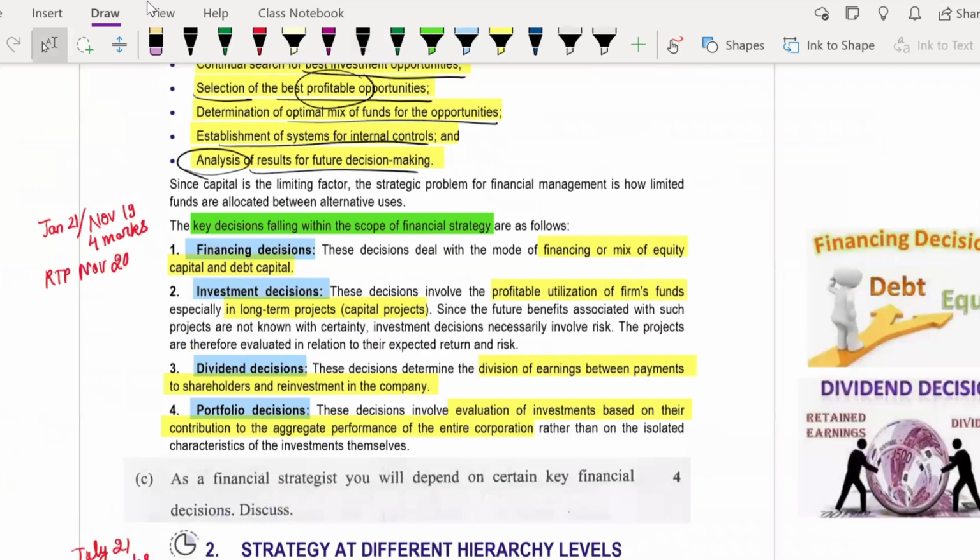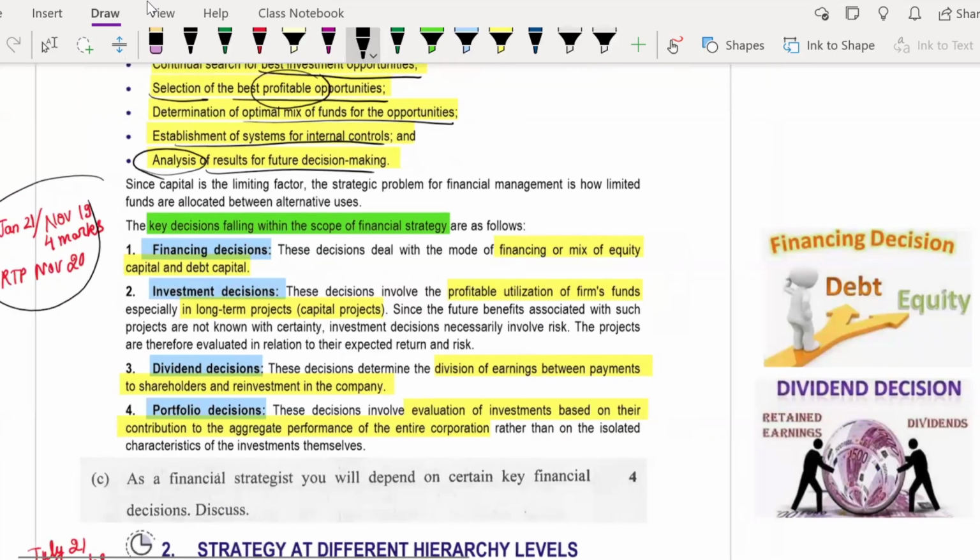This is one of the most important questions, something you have already learned in your intermediate itself, but this has been asked in your January 21 attempt for 4 marks, in your November 19 attempt for 4 marks, and even in your RTP of November 20. Okay, very simple question, but it has a good amount of weightage in the exam. This question also seems to be repeated in examination.